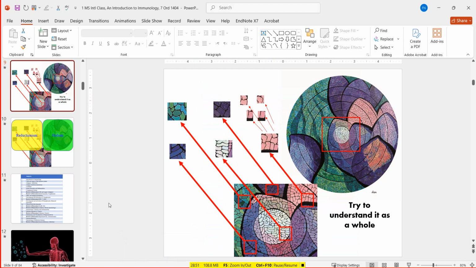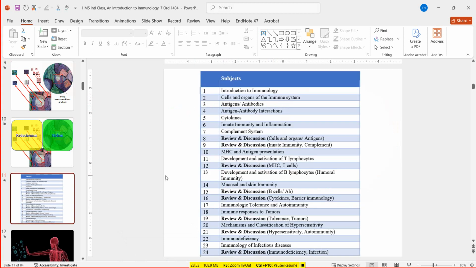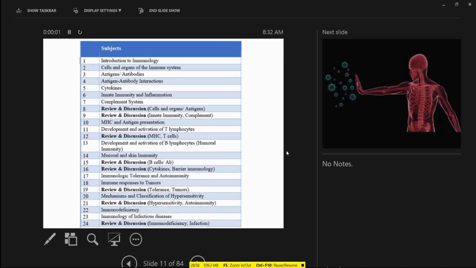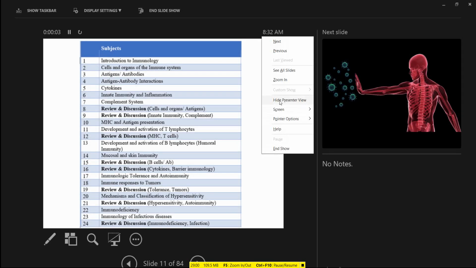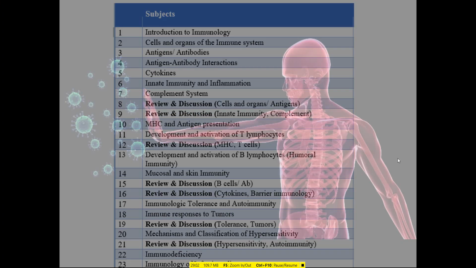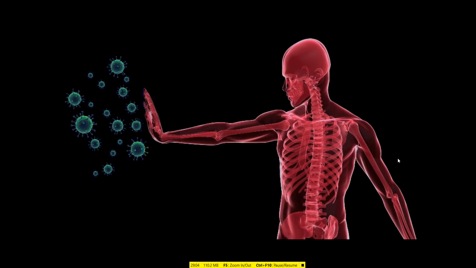But what I'm going to do today in this class, because the rest of the thing is going to be reductionist, I will try to give you a holistic view of the immune system. So that would be nice, to try to understand the immune system as a whole. It's not an easy task because I've been trained with the reductionist school.